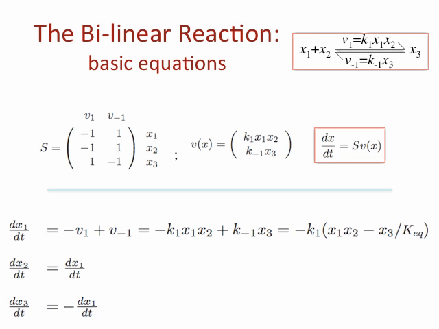Just want to look a little bit more at these equations. The differential equation for X1, as before, is minus V1 plus V minus 1, and I can now substitute in the rate laws there. And I have a bilinear term. This means that the differential equations are no longer linear. I also note here that I can look at the right-hand side of this equation and determine it is the negative of the net reaction shown.